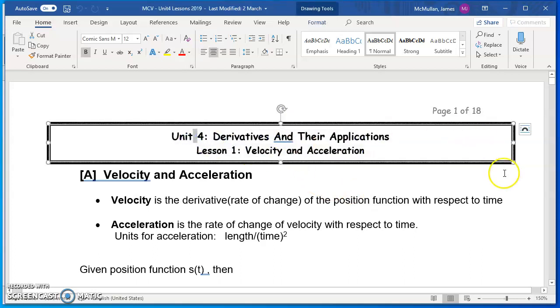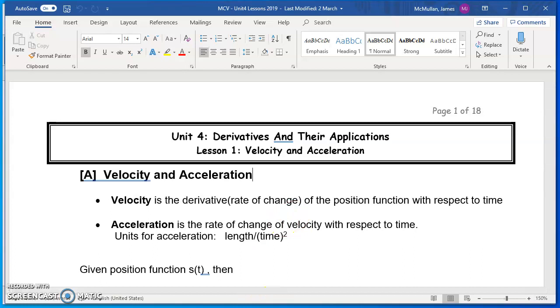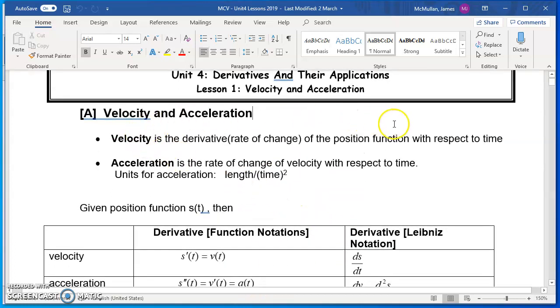Some of this will be a review from advanced functions. Some of it you may already know from physics. If not, then we'll cover everything that you need here. So some definitions: the velocity of an object is the rate of change of its position.